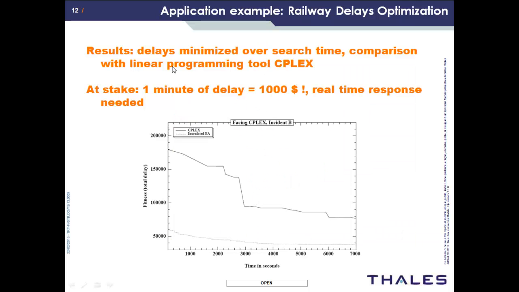The results are, in terms of delays, minimized over search time, and there was a comparison with another optimization technique, linear programming, supported there by CPLEX. What is at stake in operational terms here is that 1 minute of delay on the network costs about $1,000, and real-time response is needed to face the perturbation. The results showed that the evolutionary approach allowed for a much faster response than the traditional linear programming techniques.